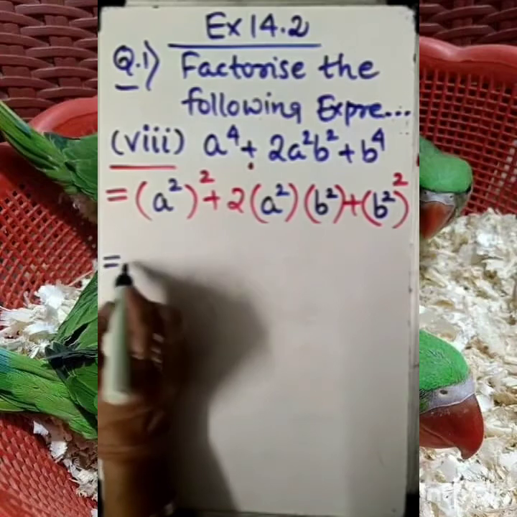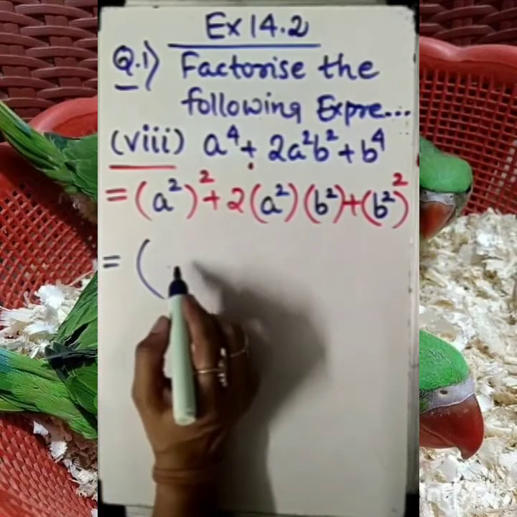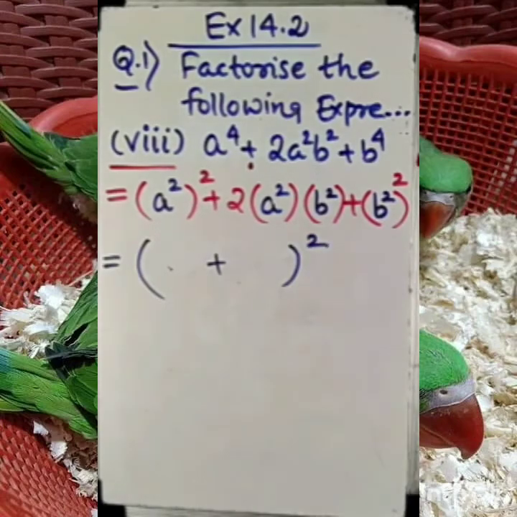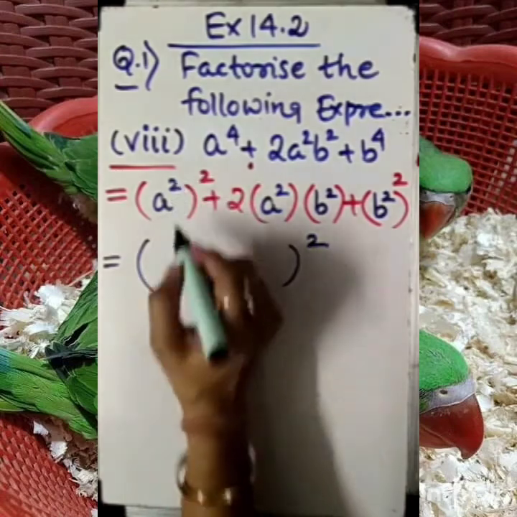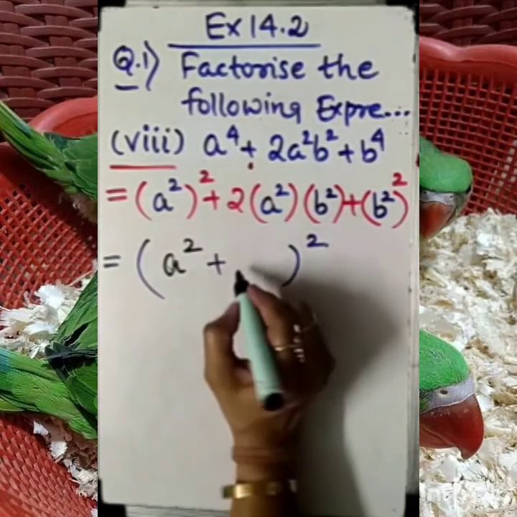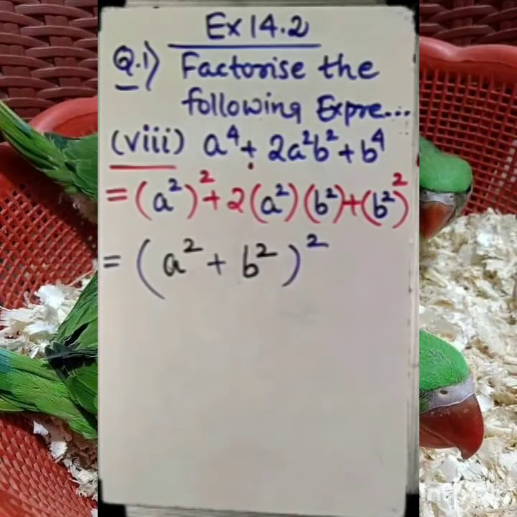So we need to write here the second identity, (a plus b) whole square. Now according to the question, what is a here? a is a square, so I am mentioning a square here. What is b? b is b square, so I am mentioning b square. So the answer is (a square plus b square) whole square, and it is complete. So this is the complete solution of question number 1 of exercise 14.2.